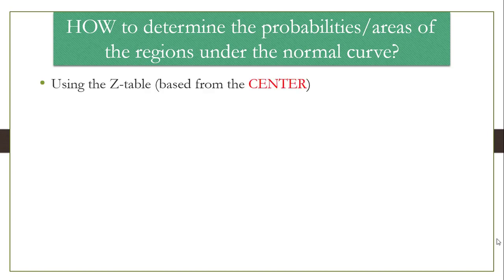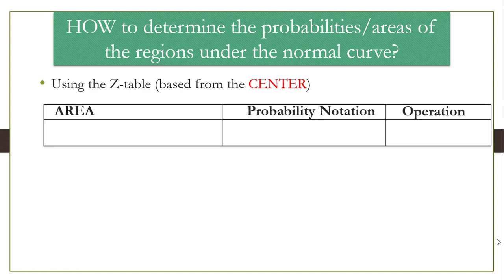Now, let us use the Z table based from the center, since this is the table given in your module. Suppose we have the area less than a positive Z value. The probability notation for that is the probability that Z is less than A. To solve this kind of probability using the Z table based from the center, we use this operation: 0.5 plus the table value.